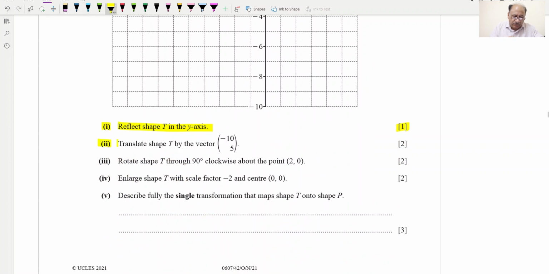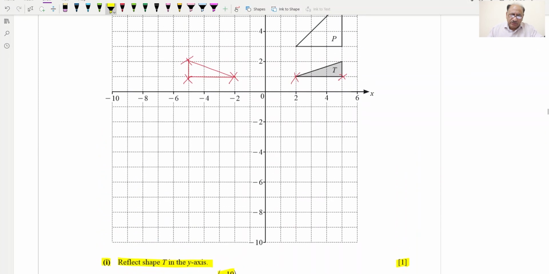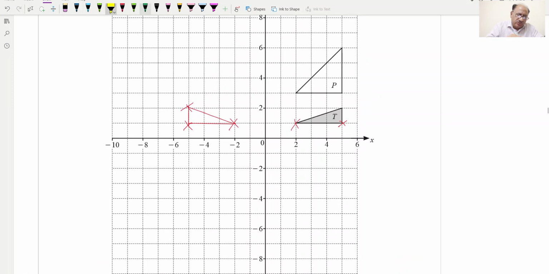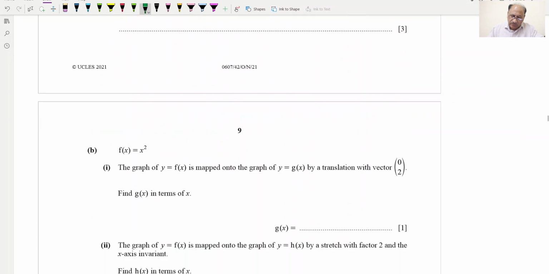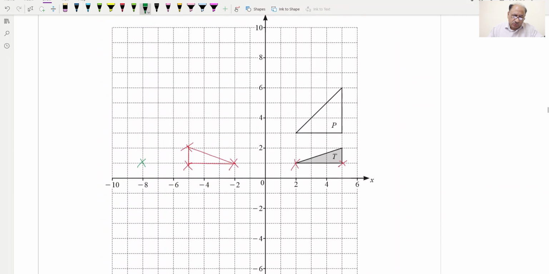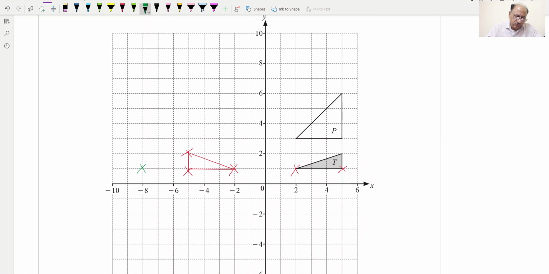Now translation, second part: translate shape T by vector minus 10 and 5. I'll change the color so that you can identify each and everything properly. So minus 10 will be this vertex. We will be shifting minus 10, meaning 10 units to the left in the x-axis. So 1 2 3 4 5 6 7 8 9 and 10. So this is minus 10, and minus 10 and 5. So 5 units up, because 5 is positive, so we move up 1 2 3 4 and 5.